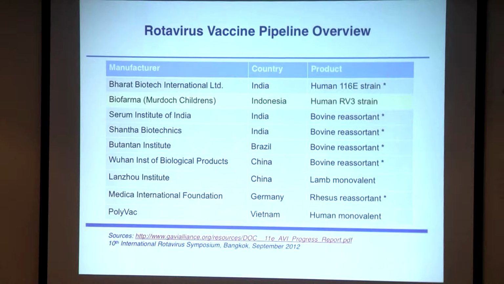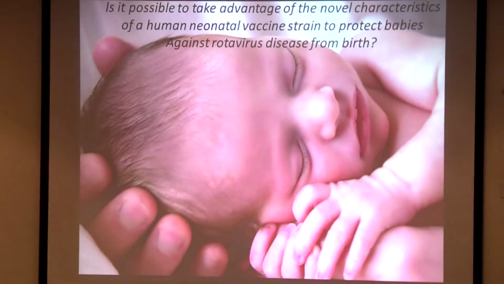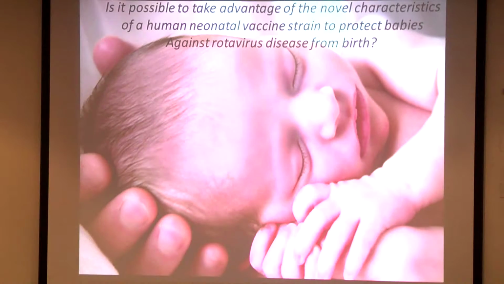We've been working on a novel vaccine candidate I'll introduce in a moment, the aim as a low-cost vaccine to improve on the current licensed products in terms of performance. And our research question was, is it possible to take advantage of the novel characteristics of a human neonatal rotavirus strain to protect babies against rotavirus disease from birth?